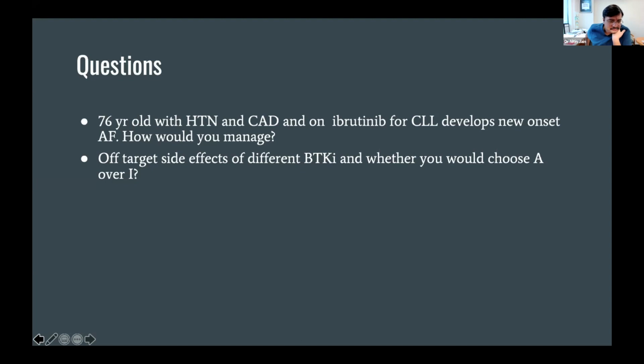Perfect. Thank you so much, Dr. Jain. I think the last question is also something you mentioned previously, that clinicians are tilting towards using acalabrutinib more, and now with zanubrutinib being available in the United States, I think it's more about the second generation BTK inhibitors.